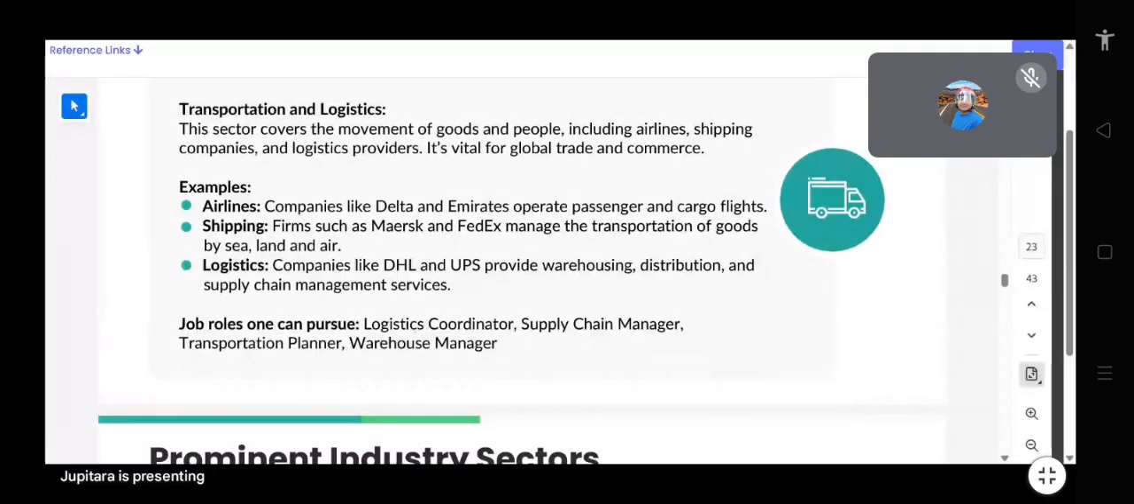Transportation and logistics includes your IndiGo, then your SpiceJet, then Air India. All this comes under your transportation and logistics. Your Indian Railways comes under this. Then your post office comes under this. Then your Blue Dart or DTDC, through which you people send items. These things come under your logistics and transportation. Okay.